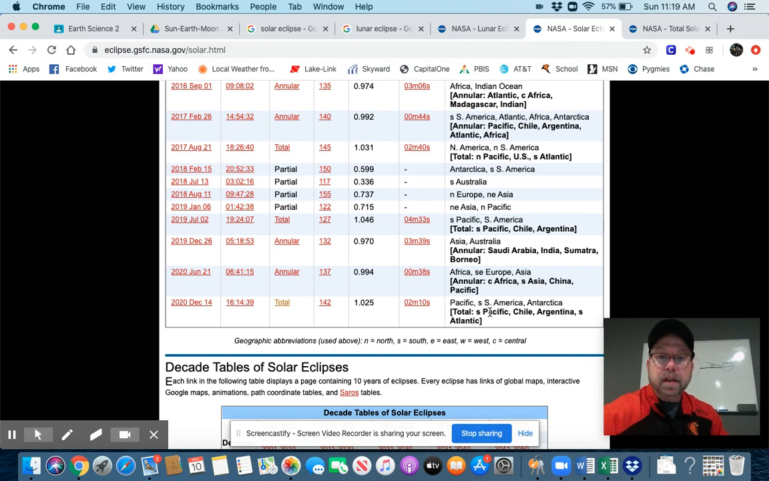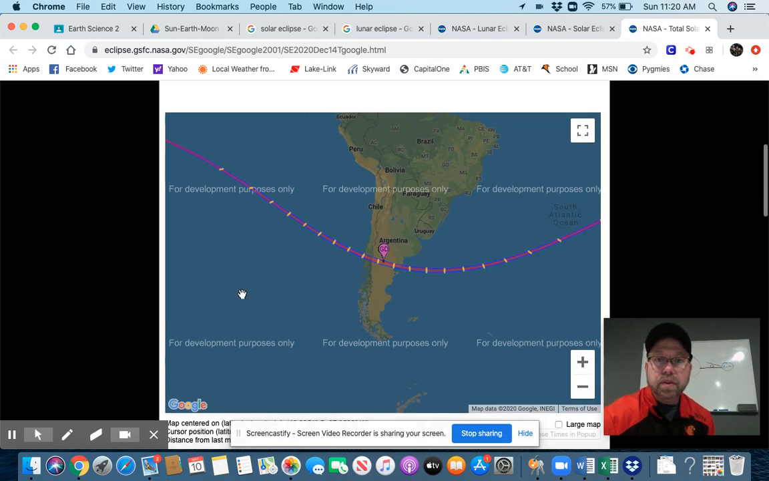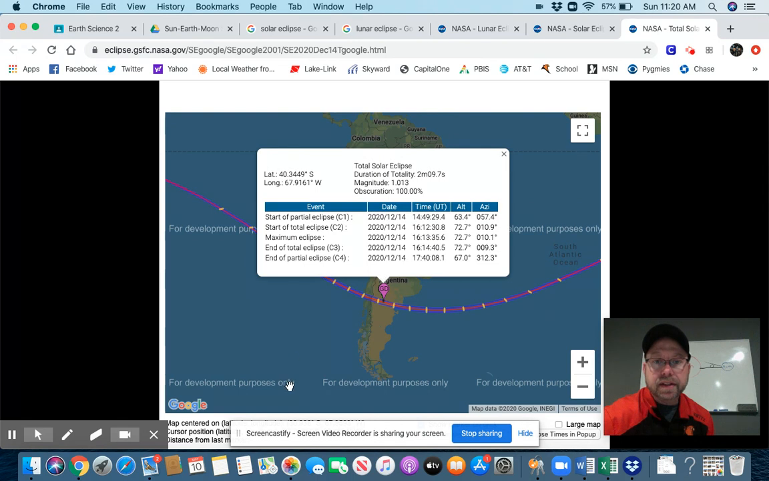All right. Now, if I look over at this table, though, you can see that it only is going to be seen in the Pacific, a little bit of South America, and Antarctica. So you can click on these and you get to a map. So the solar eclipse this year, December 14th, the only place you could be on land on planet Earth and see it would be if you were right in this little strip right here in Argentina.